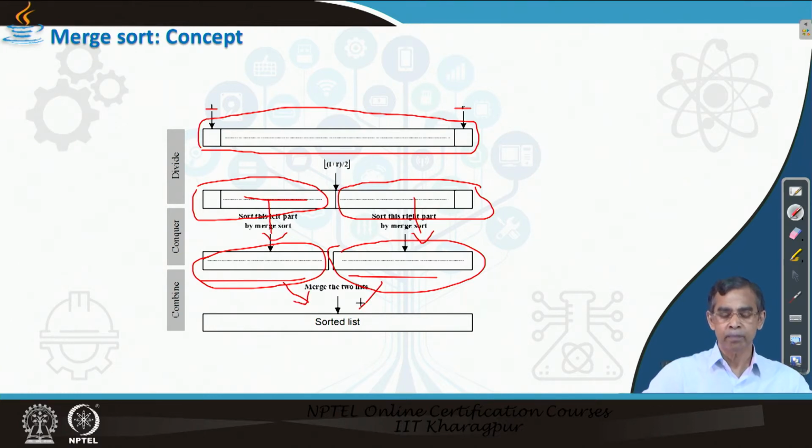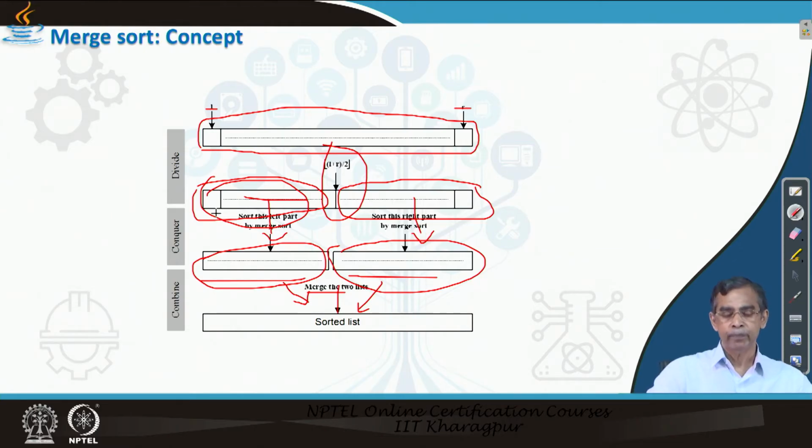This combination process in merge sort is called the merging operation. So, here is the divide operation, sorting each sub list is the conquer operation, and then combining the results is called the merging operation. These are the three steps.